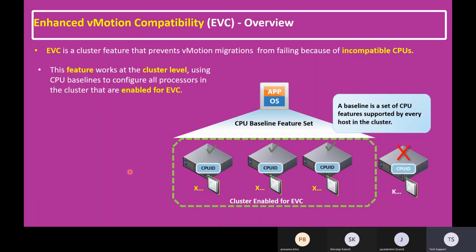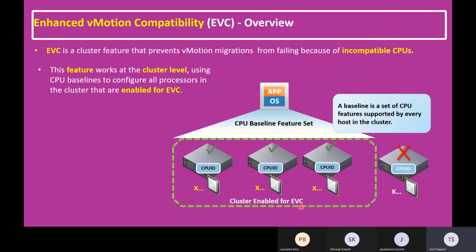The importance of EVC is that because of incompatible CPUs, vMotion will fail. To address this scenario, VMware gave one feature called EVC, and EVC is a cluster feature. This feature works at the cluster level, using a CPU baseline to configure all processors in the cluster that are enabled for EVC. Let's try to understand this diagram. Let's say within our cluster we have three ESXi hosts, all three running with the same CPU family. Let's say I have given the CPU family as X. X means either a Haswell processor or AMD generation 3 or generation 4. All are in the same processor.